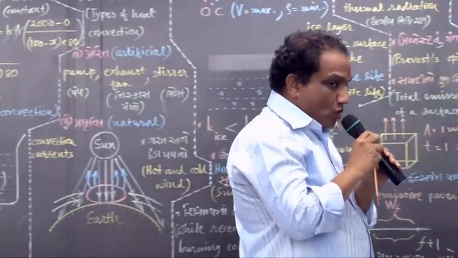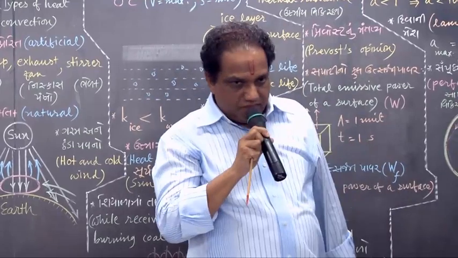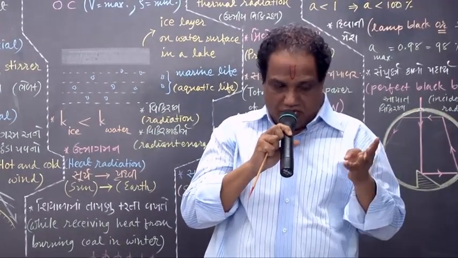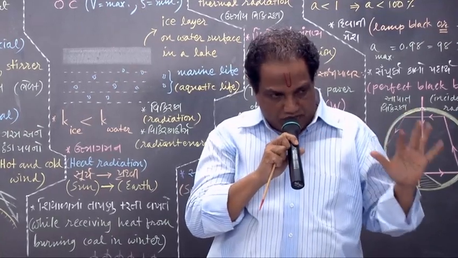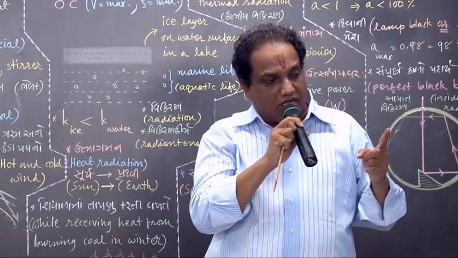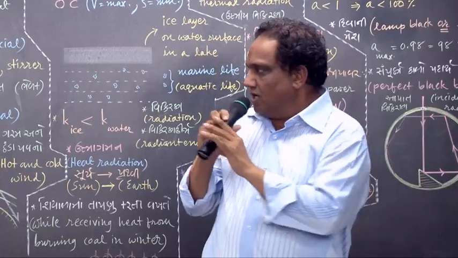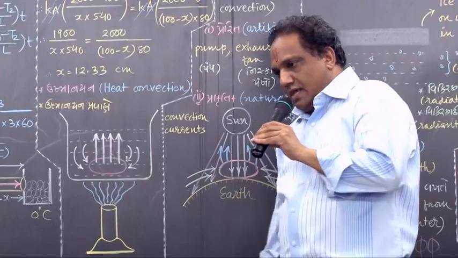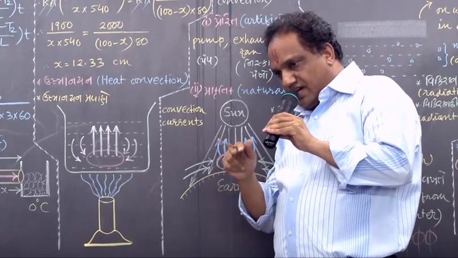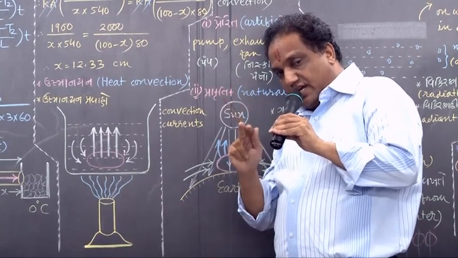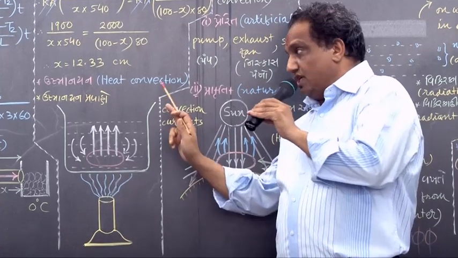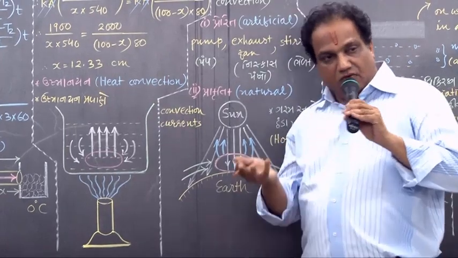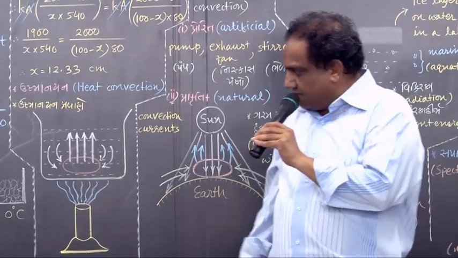Which were the three modes of heat transfer? Heat conduction, heat convection, heat radiation. Conduction is completely over. Now we switch over to heat convection. What do you mean by heat convection? Heat is getting transferred in liquids majority through this mode known as heat convection. Let us try to understand.